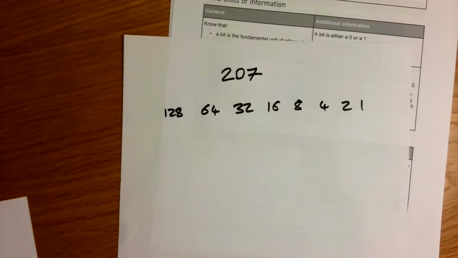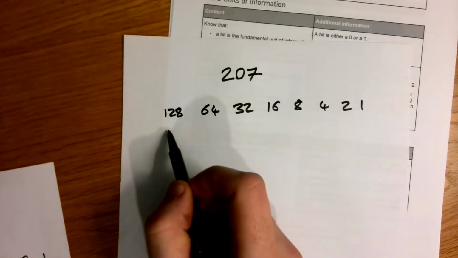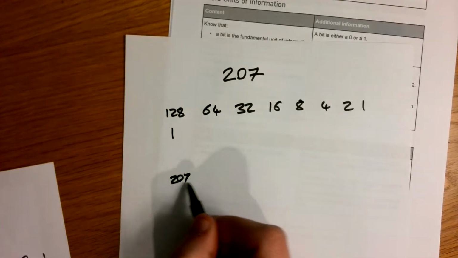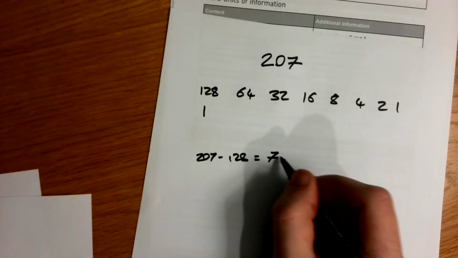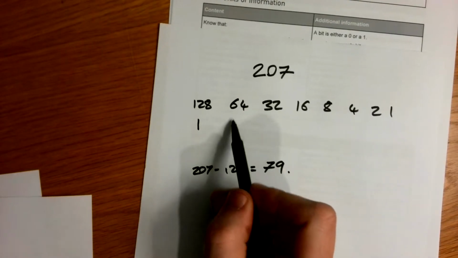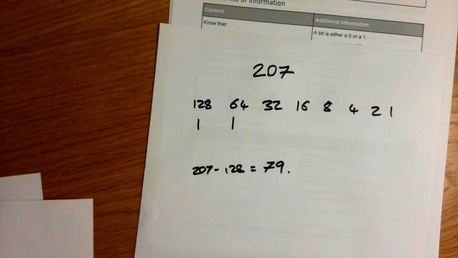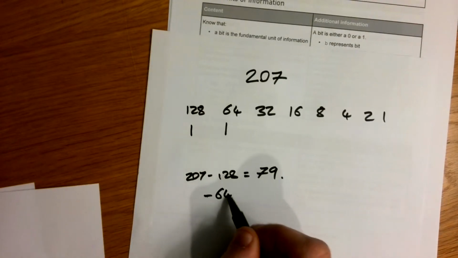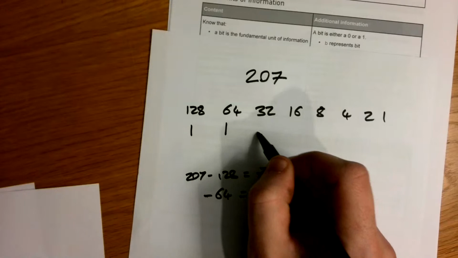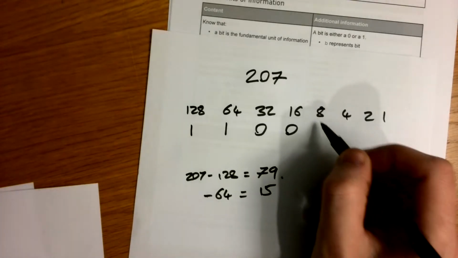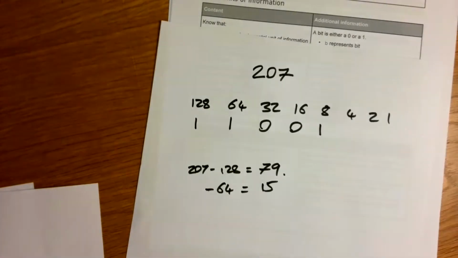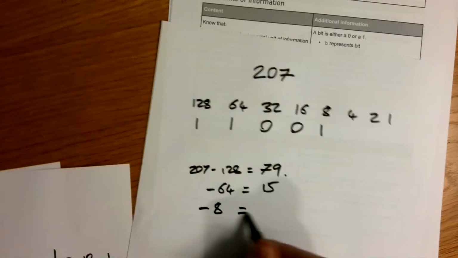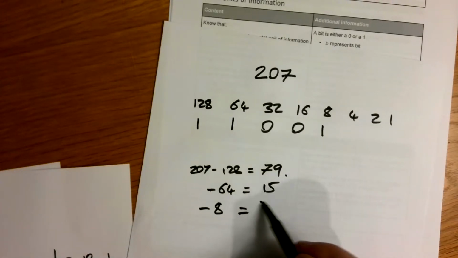We take the number and we say we need one of these, 128. So 207 take 128 leaves us with 79. So we can use a 64 this time. So 79 take 64 leaves us with 15. So we don't need a 32, we don't need a 16, and we're left with 15. So we do need an 8. So we can take 8 off of 15, which then leaves us with 7.